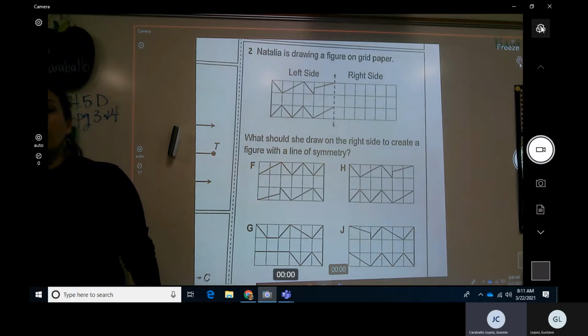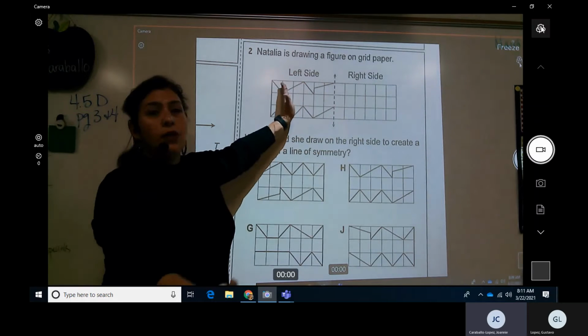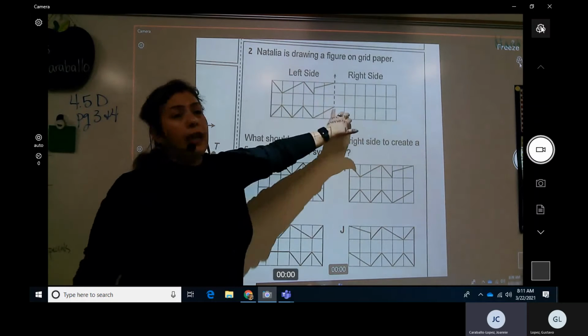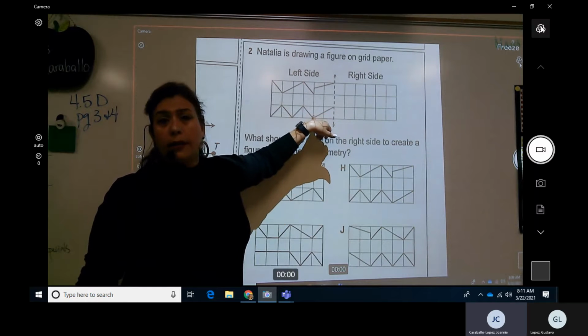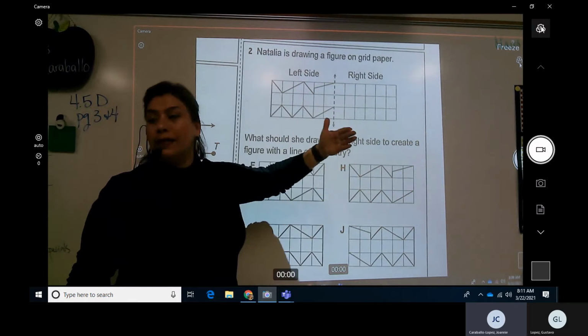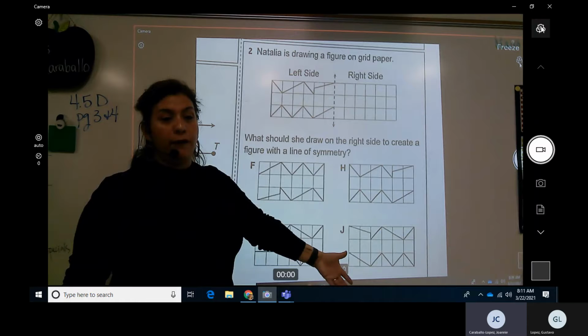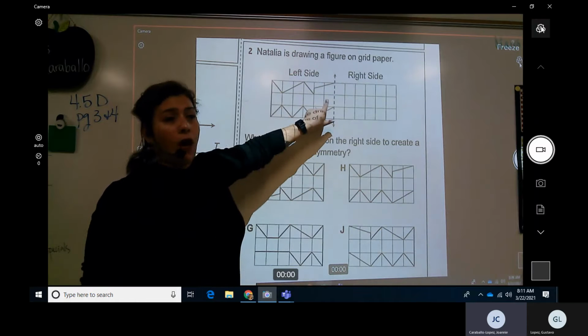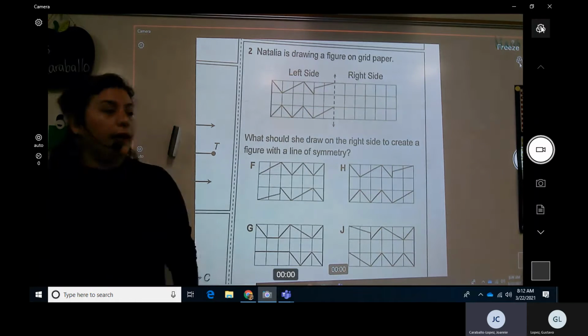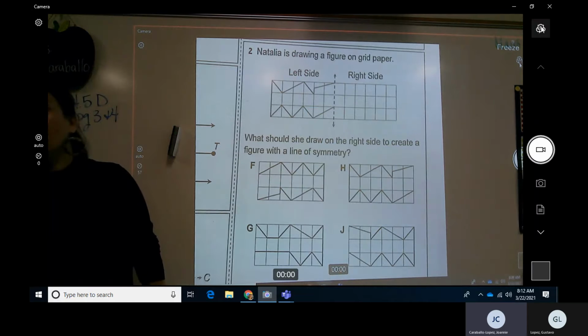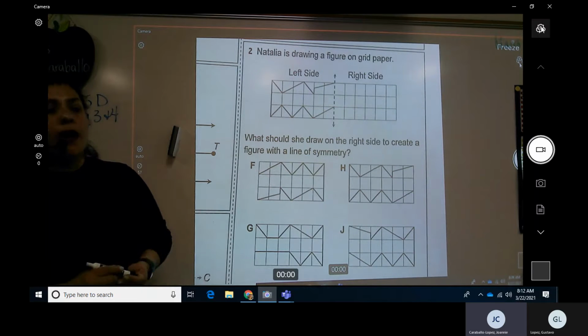Ok, so si yo fuera a doblar este papel, este lado tiene que ser exactamente como este, ¿verdad que sí? Como si fuera un espejo, as if it was like a mirror effect. So go ahead and draw in here what it should look like. You go ahead and draw it so that you can know what your options are. I'm going to go ahead and draw mine, okay?